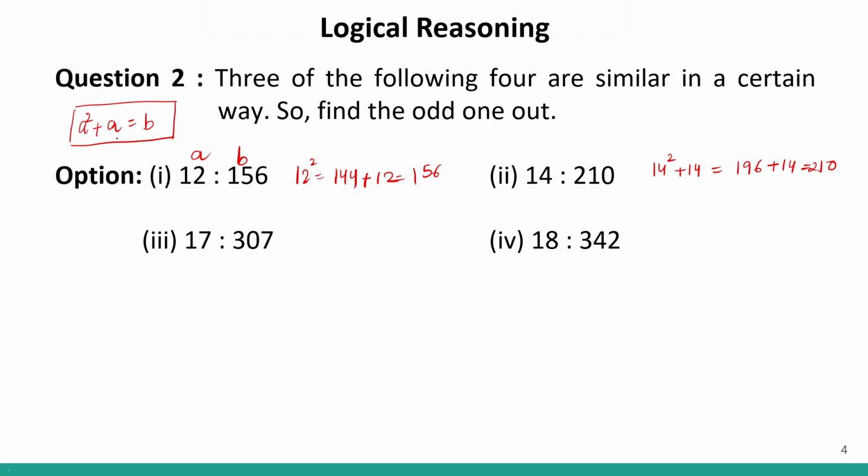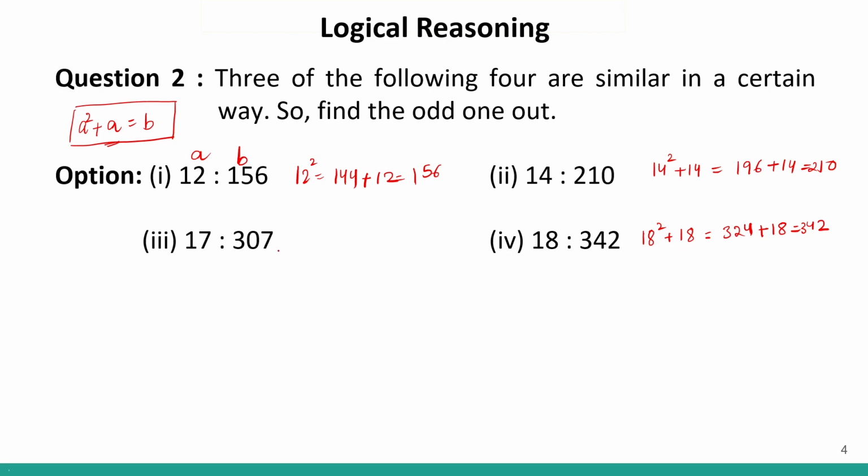This is the same logic, this one. Okay. Now let us check for option number 4. Option number 4, I'll do 18 square plus 18. 18 square is how much? 324. And if I add 18, this will be 12, this will be 4, and this will be 3. So this will be 342. So this logic is correct for option number 4 as well.